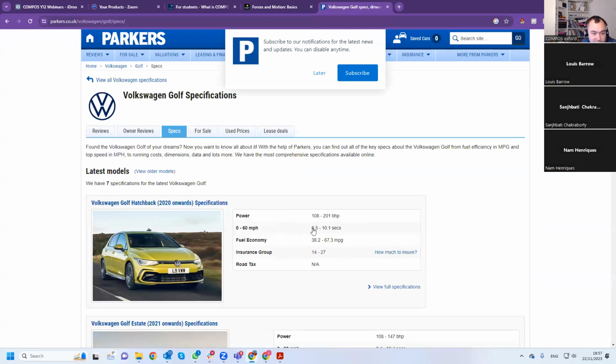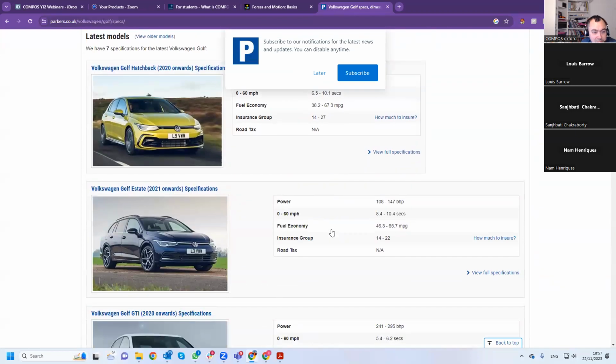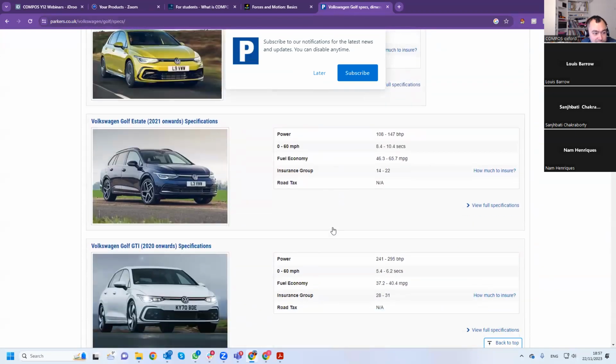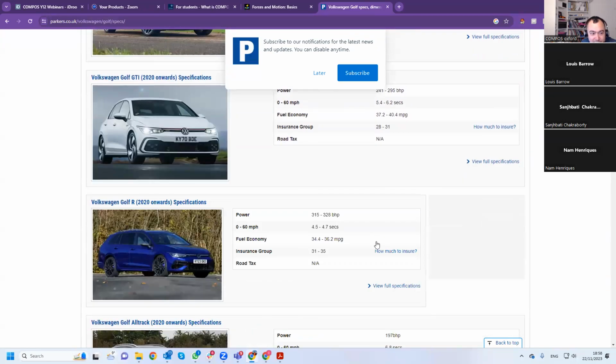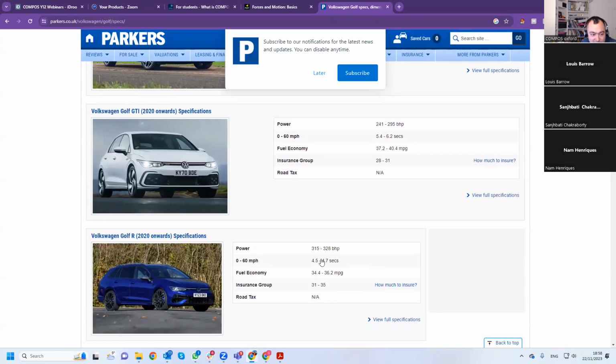Not to 60, between 6.5 and 10.1 seconds, which is very reasonable. Some cars go faster than this, 5.4 to 6.2. Now, there are problems with that, like 4.5 seconds, for example.